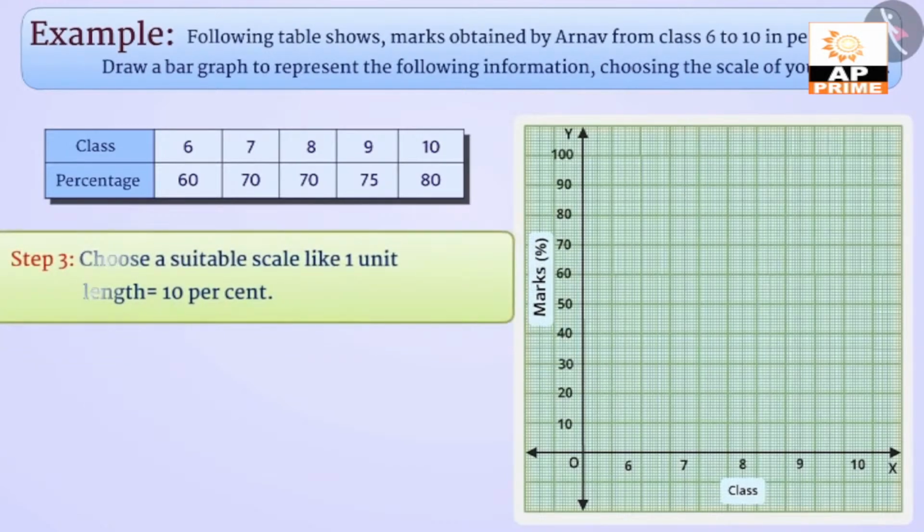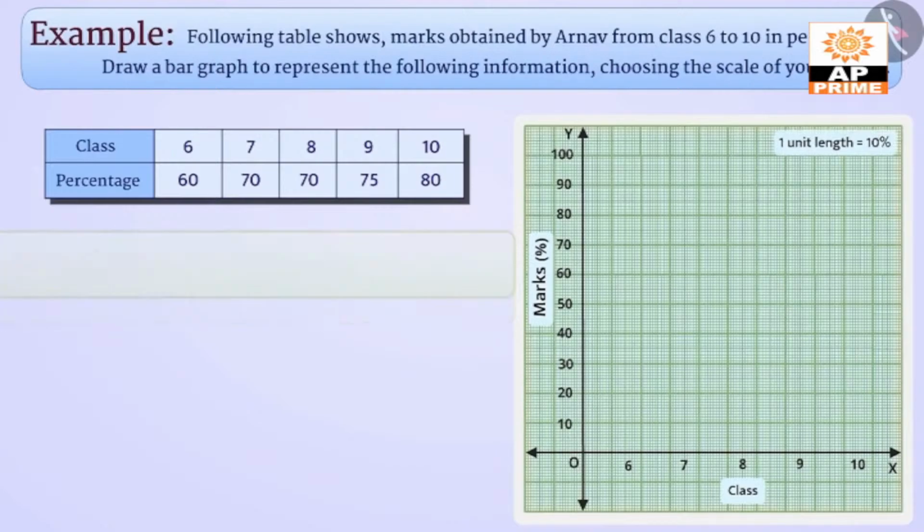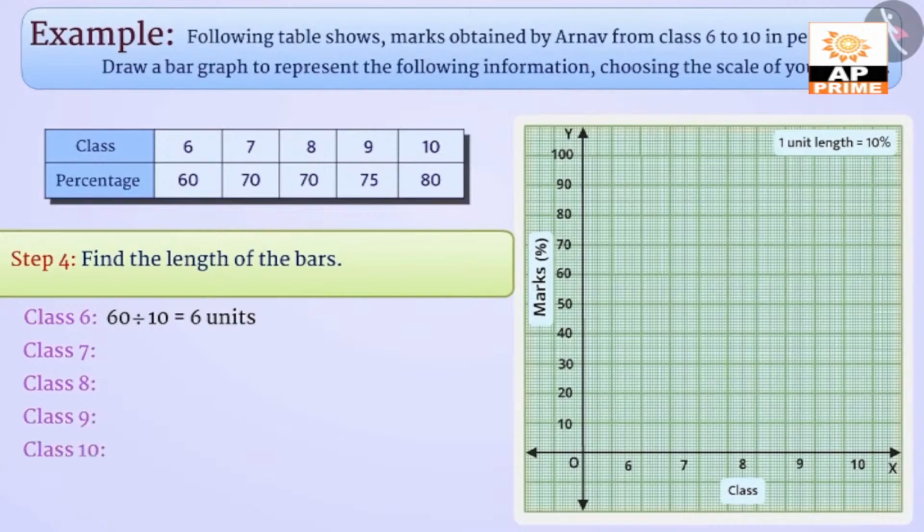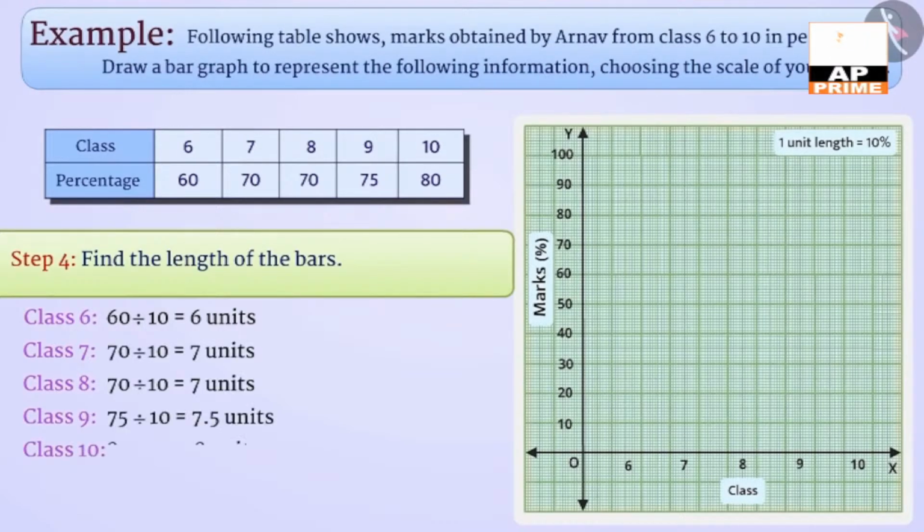Step 3. Next, we will choose a suitable scale along the vertical line. Here, 1 unit length represents 10%. Therefore, we will choose the scale as 1 unit length is equal to 10%. Step 4. Next, we will find the length of the bars. For class 6, length of the bar will be 60 divided by 10 is equal to 6 units. In the same way, we can find the length of the bar for class 7, class 8, class 9 and class 10.